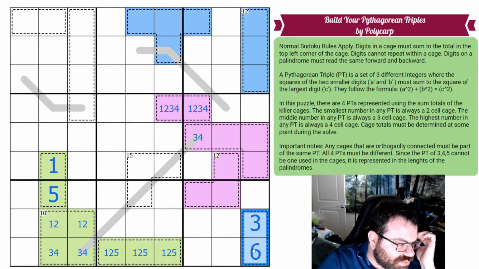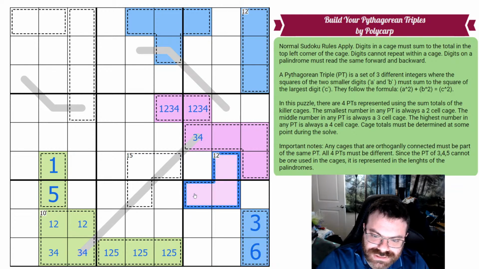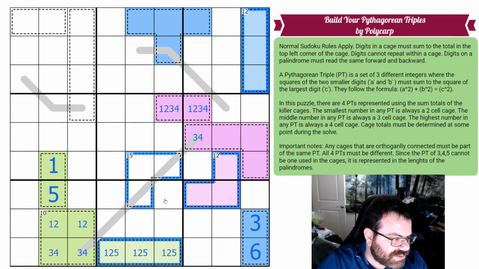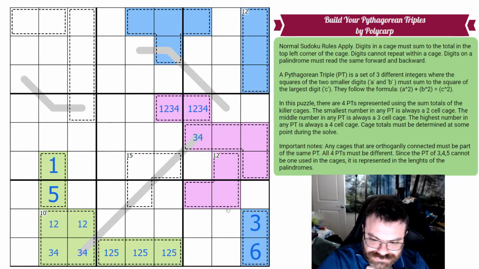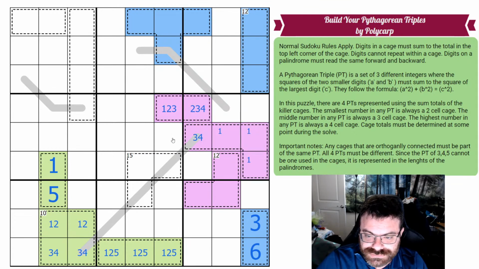If it was 12, then the middle number would have to be 16. And that would be a 3-cell cage. And we know the value of all our 3-cell cages, and none of them are 16. It would have to be 12, 16, 20. So this has a 1 in it. So this is not 1, so that's not 4.